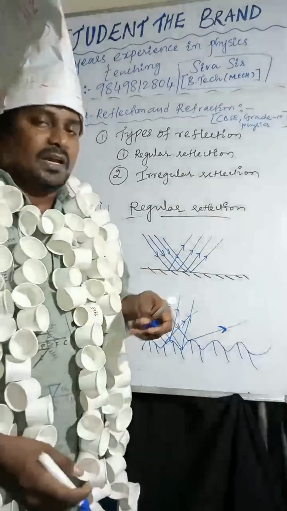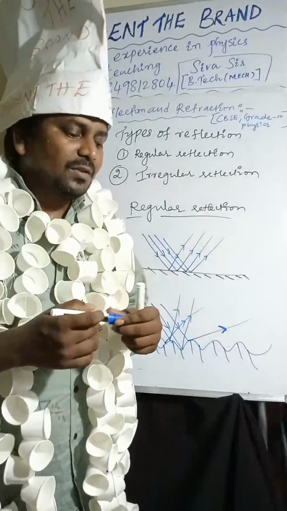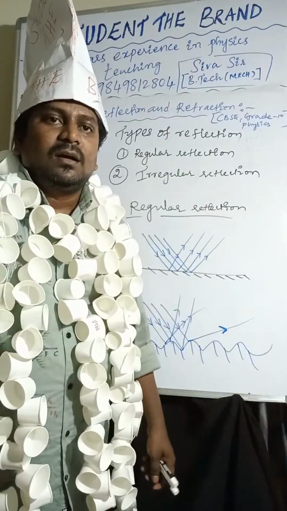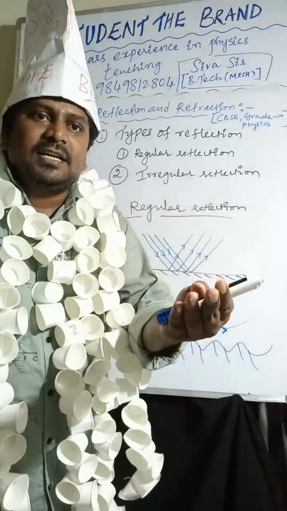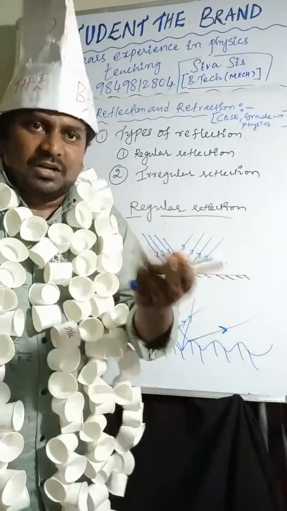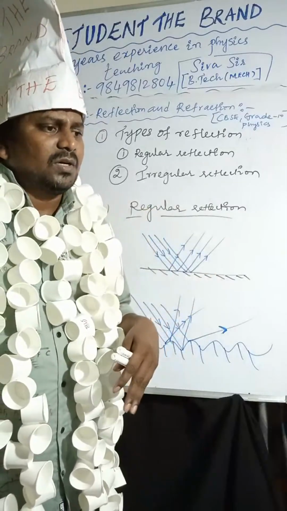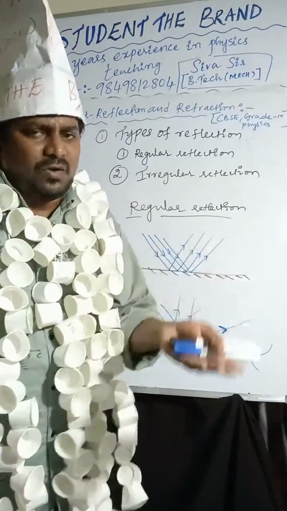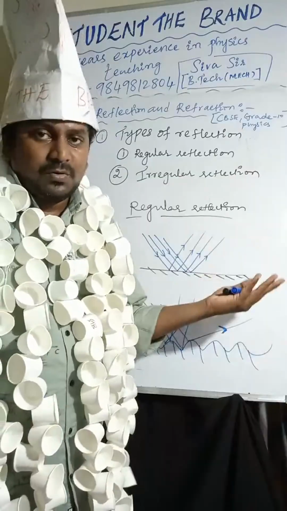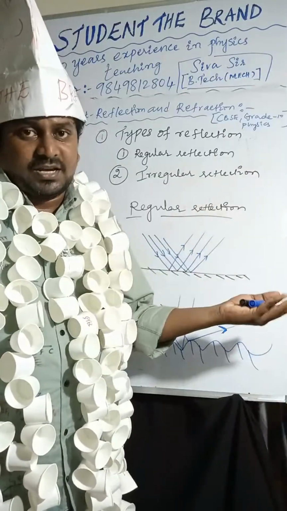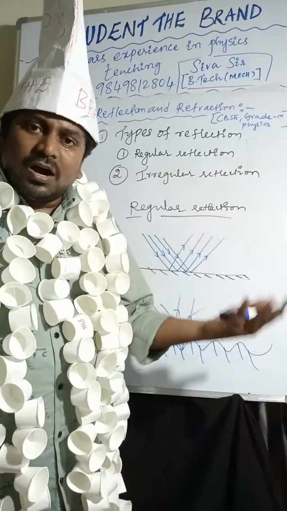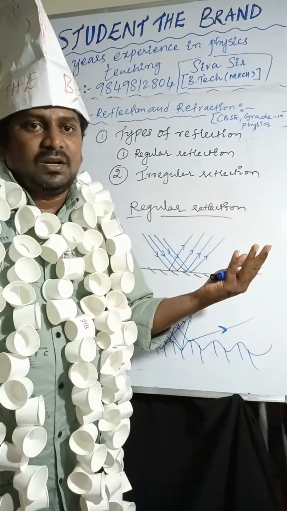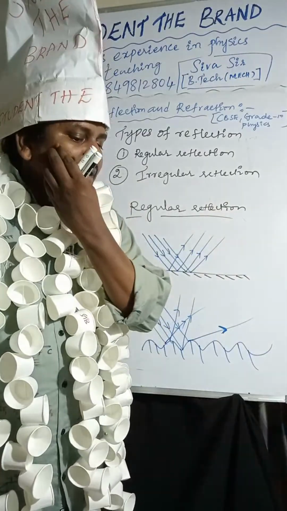Regular reflection, can you tell me an example where regular reflection takes place? Regular reflection takes place on a plane mirror and still water. Okay, so where does irregular reflection take place? Irregular reflection takes place on a wall, on a book, on cardboard, and on a cinema screen. These are the irregular reflections.